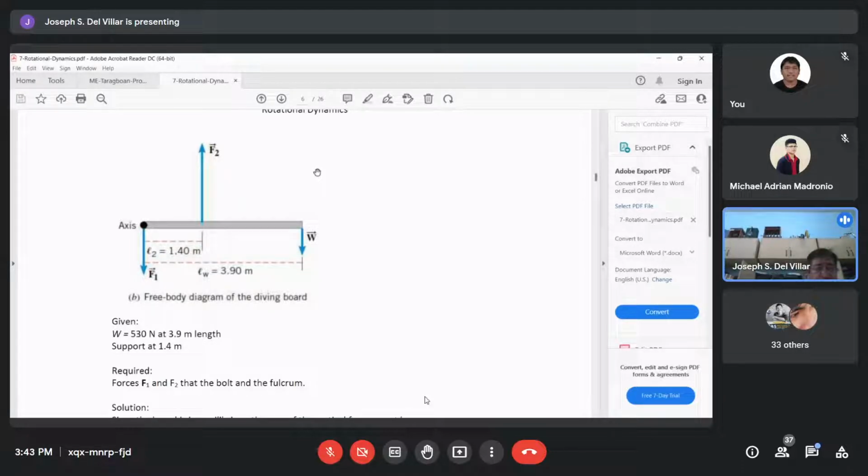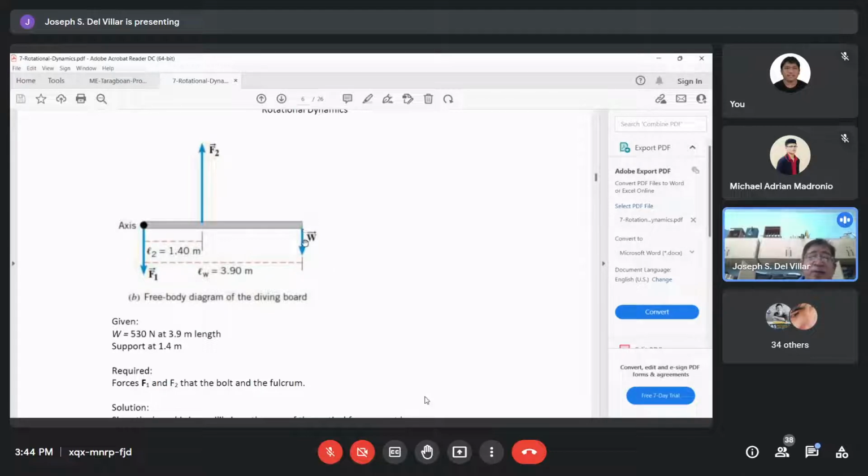F2 times 1.4 minus 530 times 3.9 equal to 0. Solve for F2. And compare the value of F2 with the value you obtained by summing up the vertical forces. How would you compare the values? Same lang po, sir. Okay, did you compute? Yes po, sir. Okay, no? So, that proves na whether you choose any of the 3 points as the pivot point, you will arrive at the same answer.